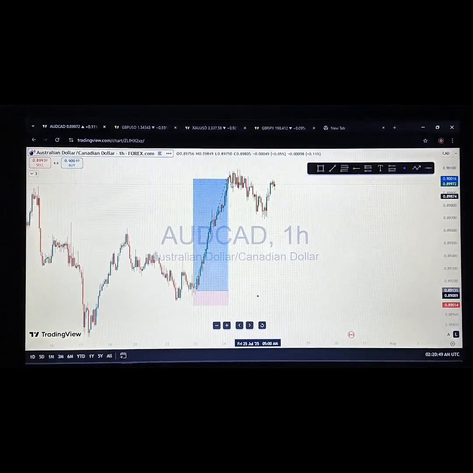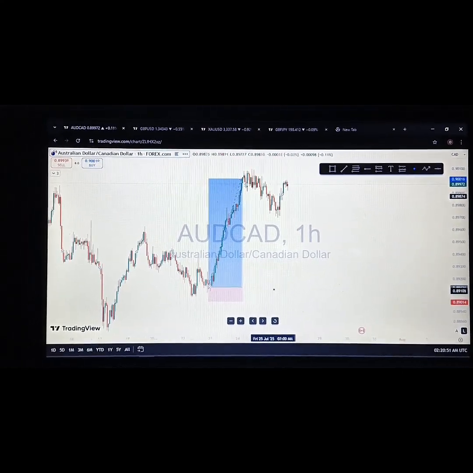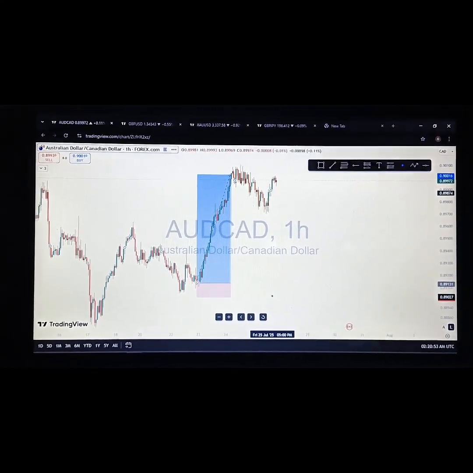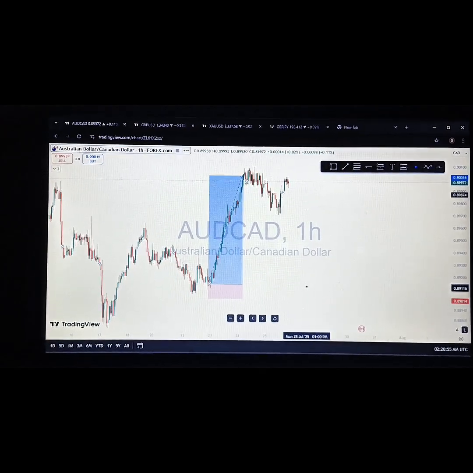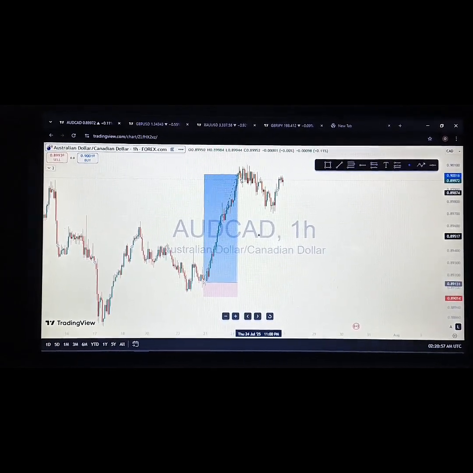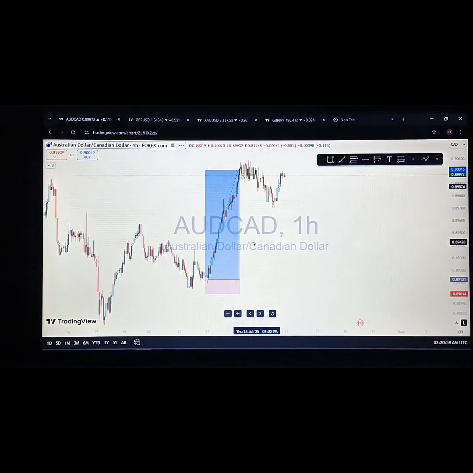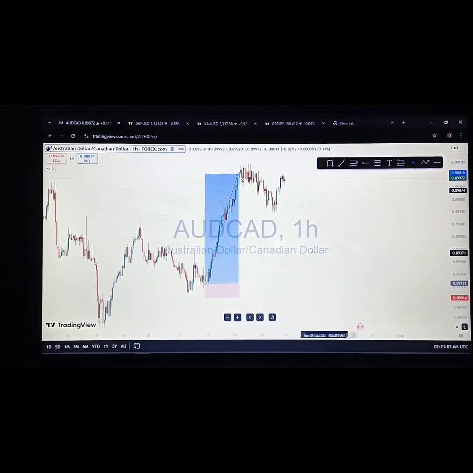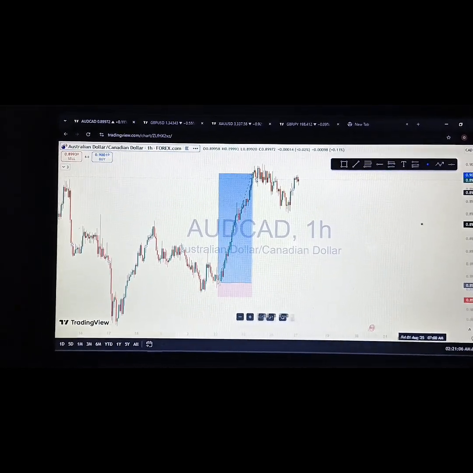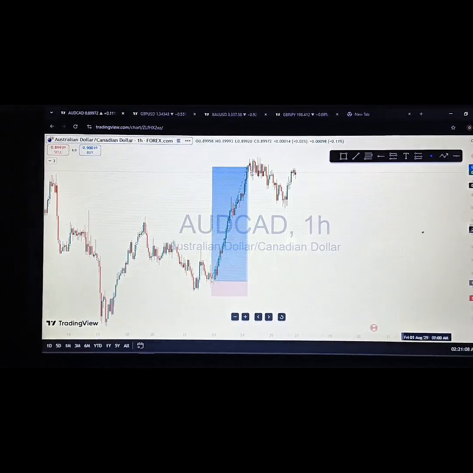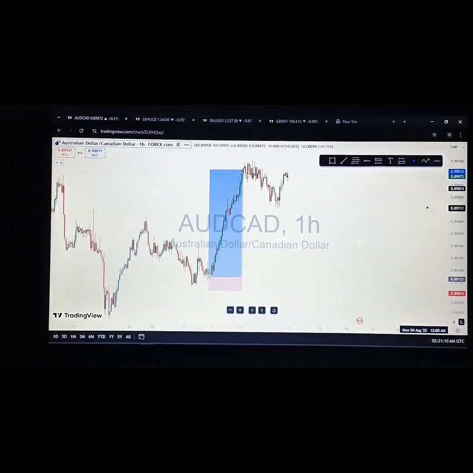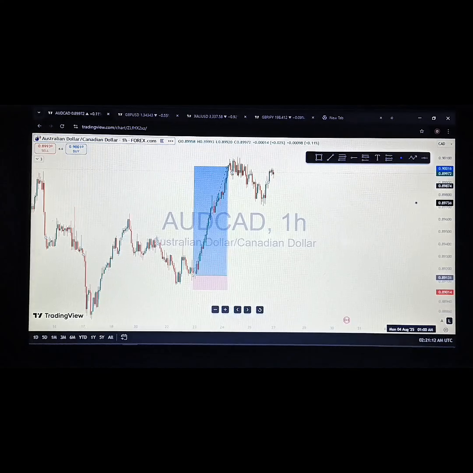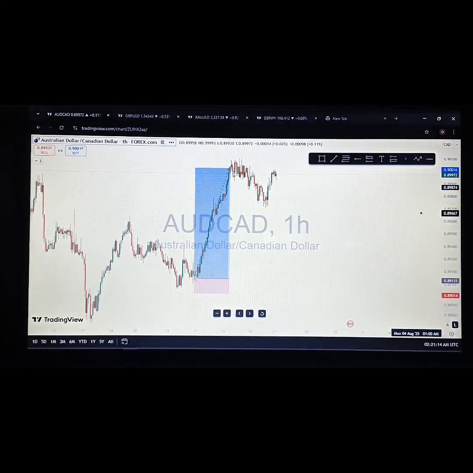Okay guys, today we'll be learning how to calculate pips for different currency pairs. The first pair on my screen is the AUD/CAD, which is the Australian dollar versus the Canadian dollar, and we are on the 1 hour time frame. To calculate the pips for this kind of pair, we'll look at the values this pair has, which are 0.8, 0.9, 0.7, and so on.